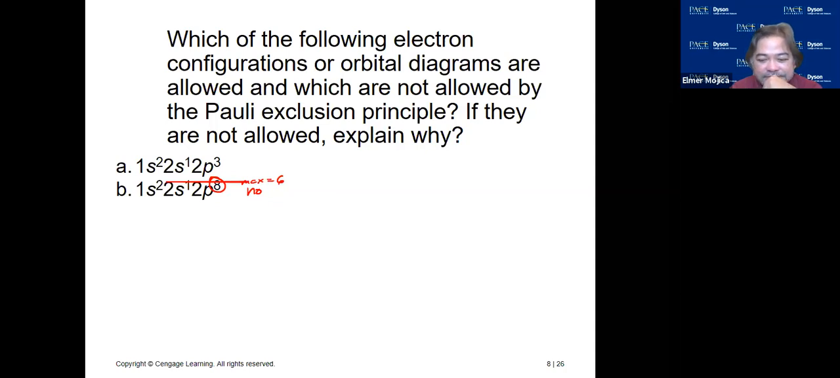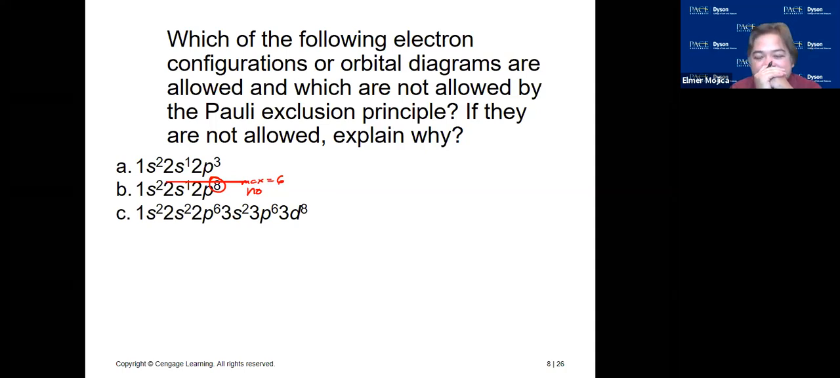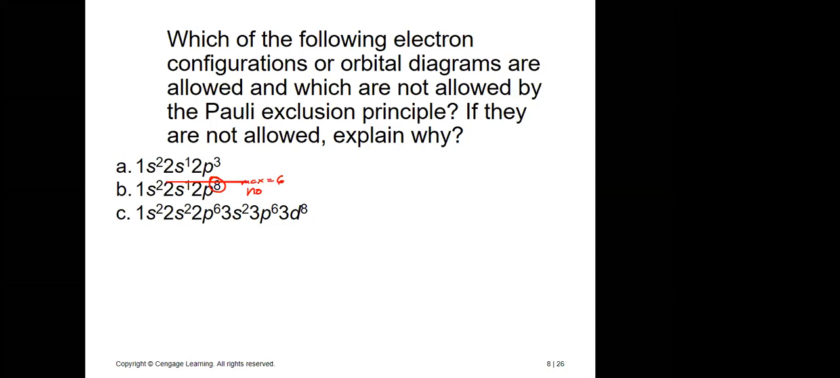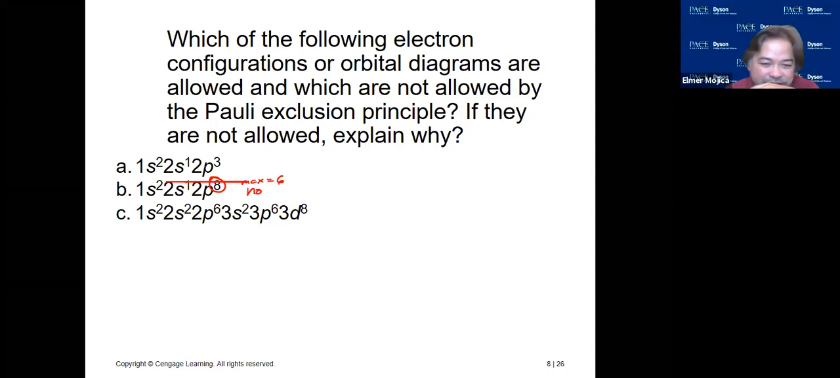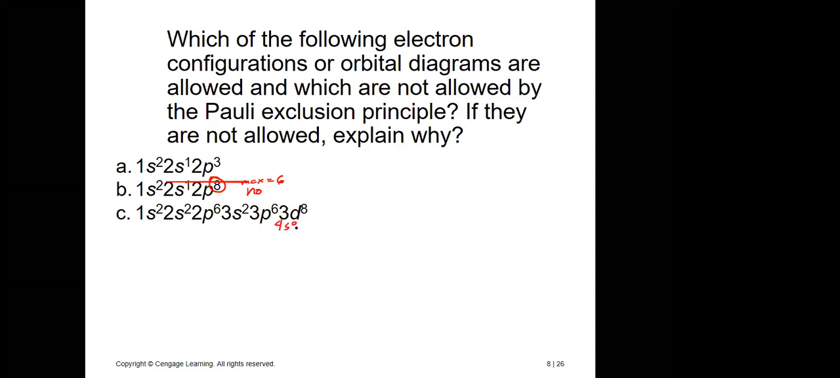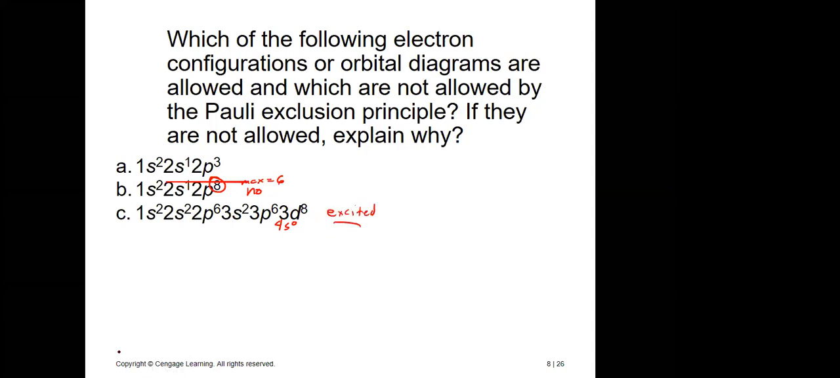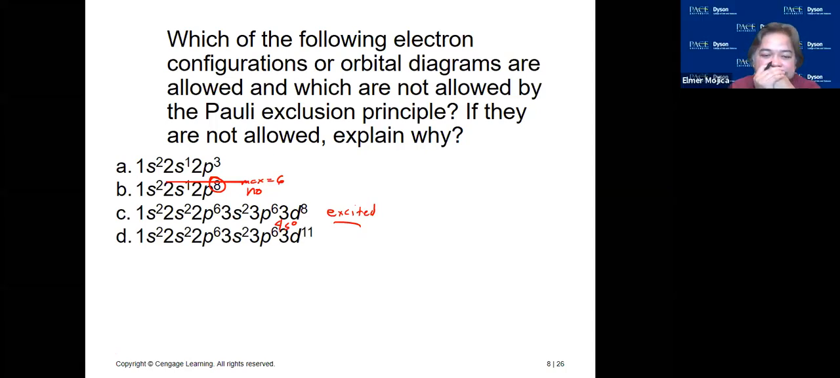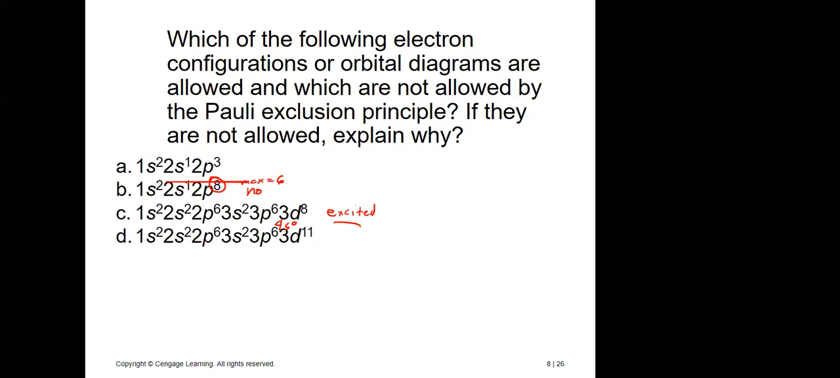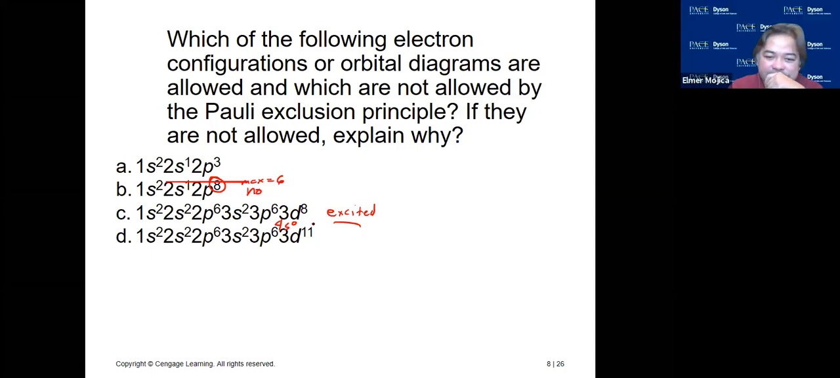How about this one? Is this allowed? Yes. And you might say, oh, something is missing. What is the one missing? The s. So that means it's a 4s0. This is allowed because it is an excited state. How about this one? Is this allowed? No. Why? D can only go up to 10. Okay, very good. This one is not allowed. You can only have a max of 10 there.